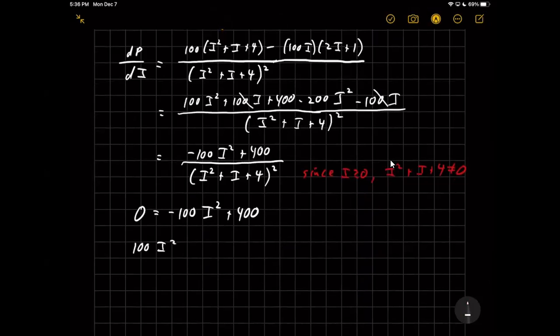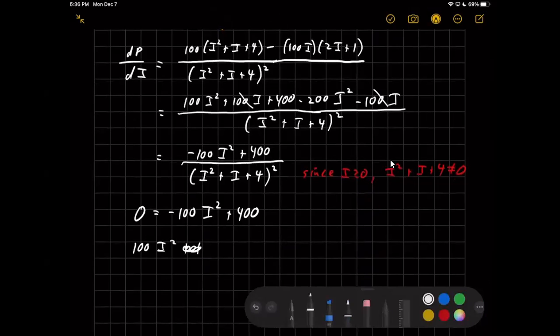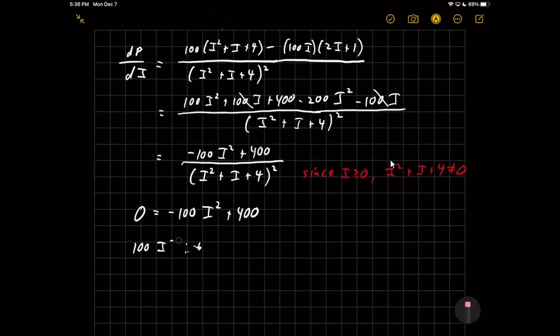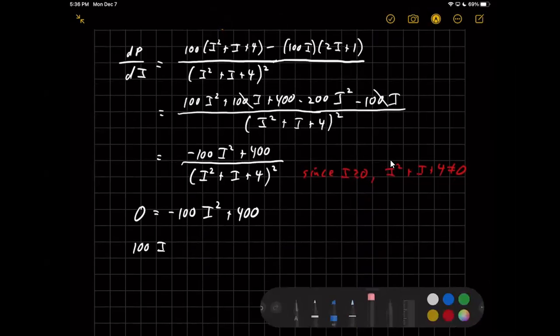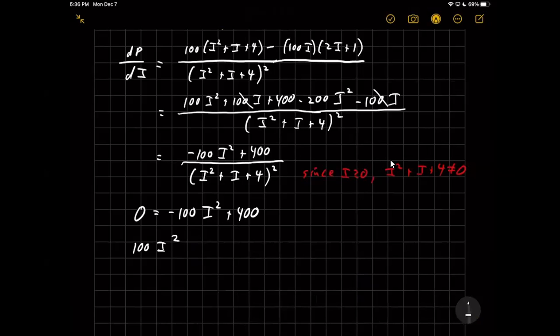Bring the 100 I squared to the other side. Divide by 100. So I squared is equal to 4. So I is equal to plus or minus 2, but we can't have negative intensities. All right. So I equals 2 is our critical point.